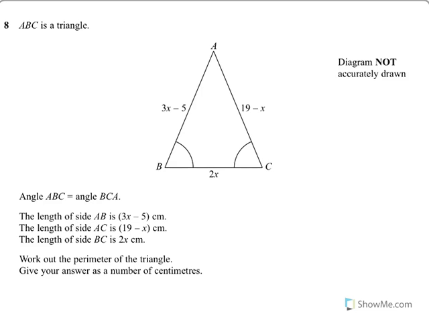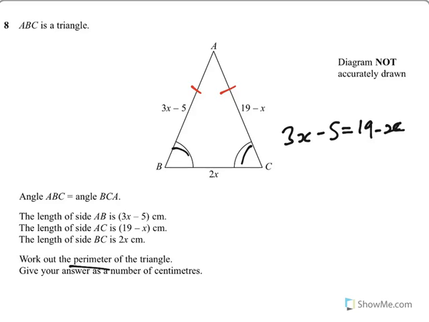Question 8. Angle ABC equals angle BCA. The length of AB is 3x minus 5, the length of AC is 19 minus x, and the length of BC is 2x. We need to work out the perimeter of the triangle. So, we know that because these two angles are the same, that it is an isosceles triangle, which means that these two lines are also the same. So that means that 3x minus 5 equals 19 minus x.